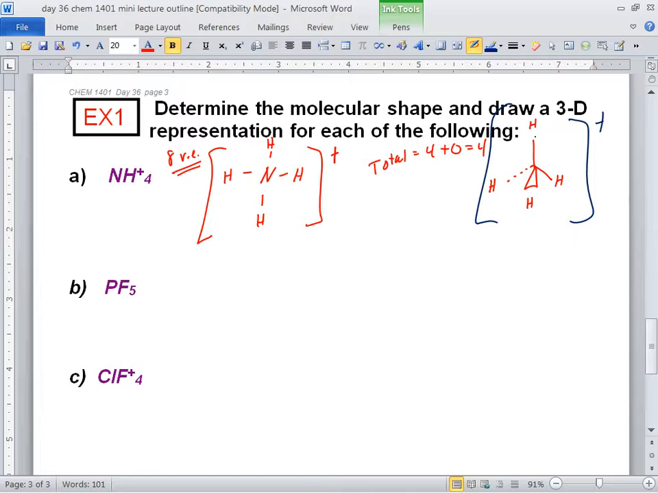Each one has 8, and you have 5 of them, so 5 times 8 is 40. So you don't have any lone pairs again. That's good. That's okay. Draw the shape for 5.